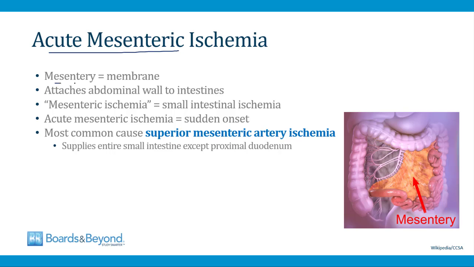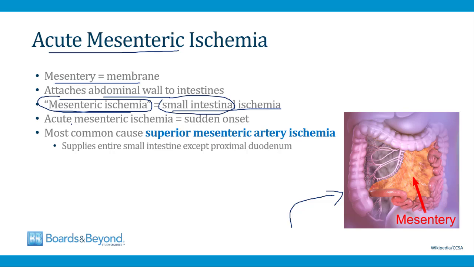So the mesentery is a membrane that attaches the abdominal wall to the intestines. This is a picture of what it looks like on the screen here. But when people say a patient has mesenteric ischemia, what they actually mean is that the patient has small intestinal ischemia. Mesenteric ischemia is the term used to describe ischemia of the small bowel. And so if you understand that, then it's easy to understand that acute mesenteric ischemia means the sudden onset of decreased blood flow to the small intestine.